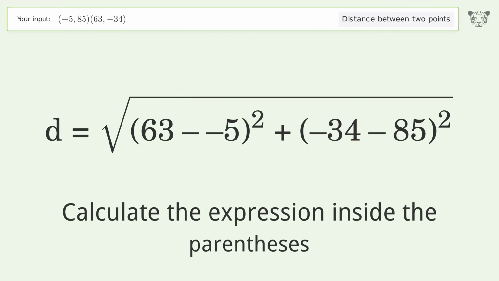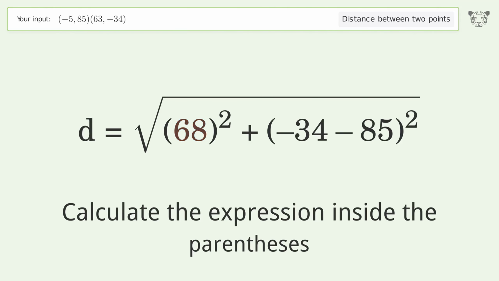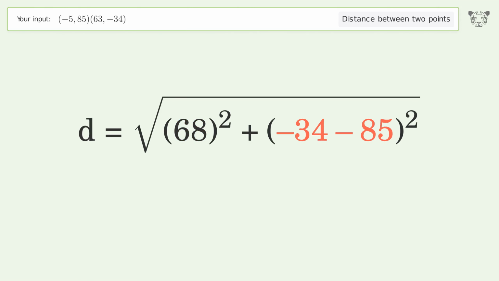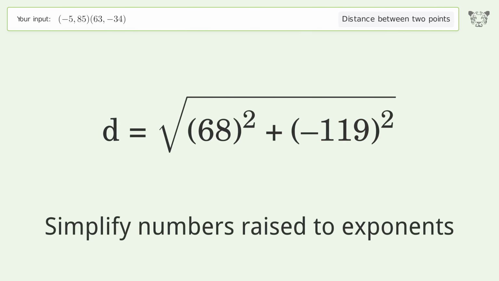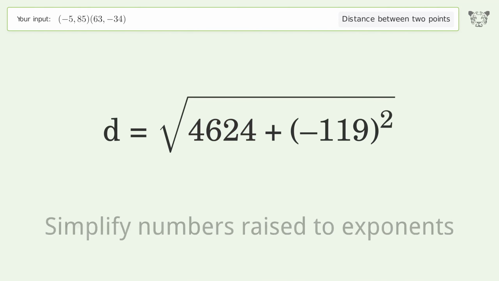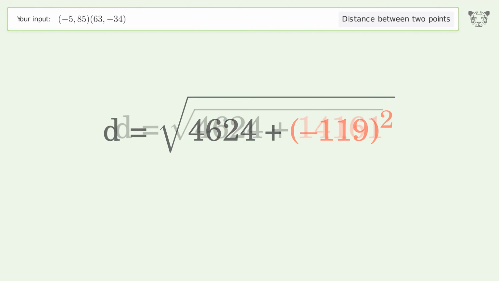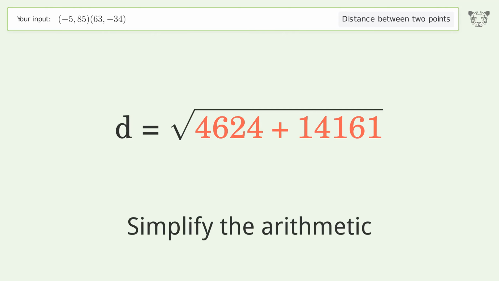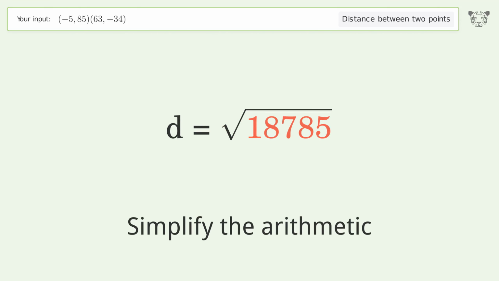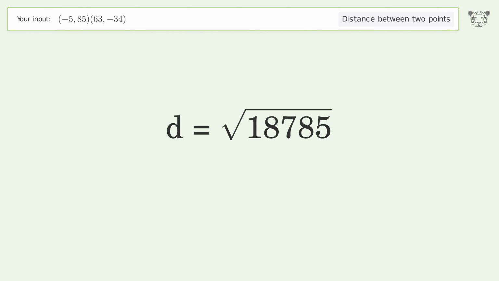Calculate the expression inside the parentheses. Simplify numbers raised to exponents. Simplify the arithmetic. And so the distance between the 2 points is the square root of 18,785 or 137.058.